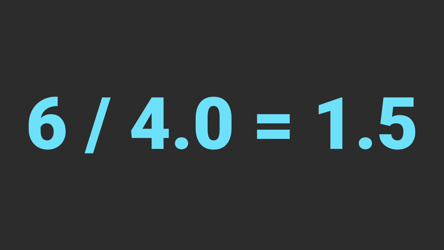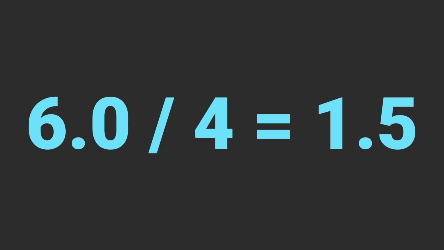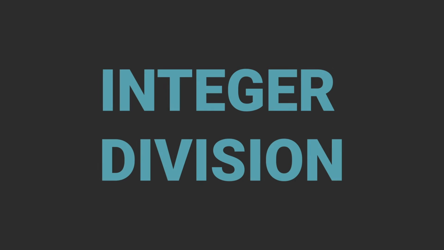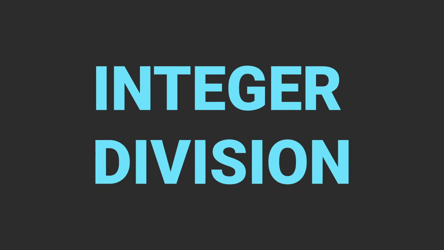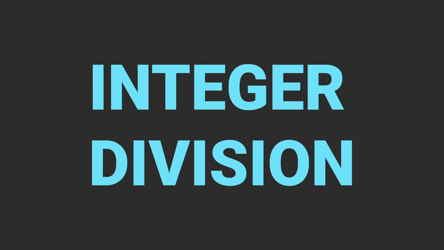If we want to get a floating point answer, we need to tell the computer what we are wanting. In this case, a floating point answer, which we get by making one of the numbers in our division equation a float or a double. With this knowledge in hand, you should now have a good understanding of what integer division is, how it works, and how to use it or avoid it and prevent issues.